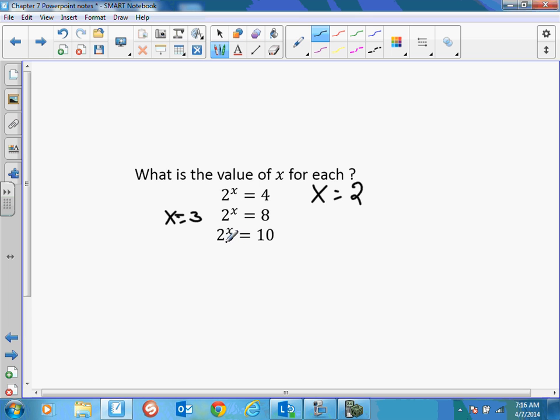And what we're going to discover is how to solve for that. The next one is the ones that aren't perfect, because there's no perfect integer that 2 to that power will give you 10.